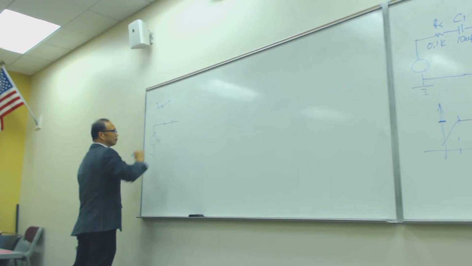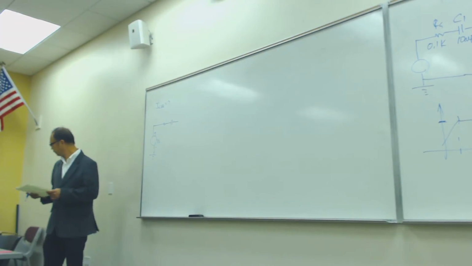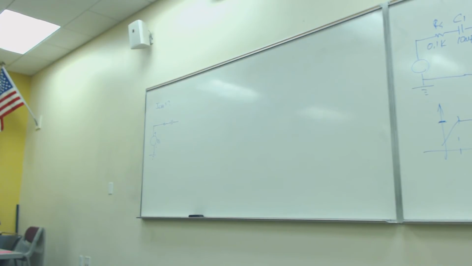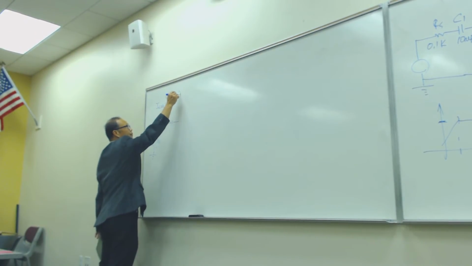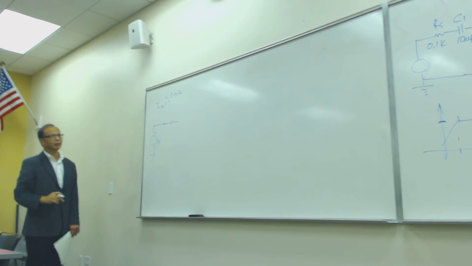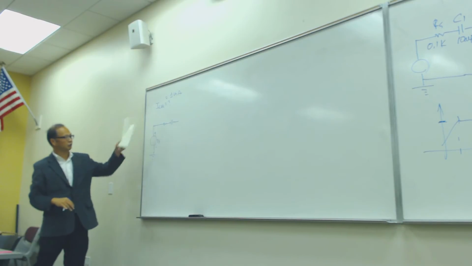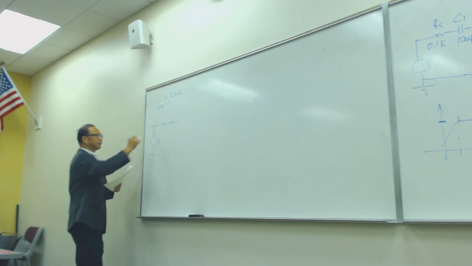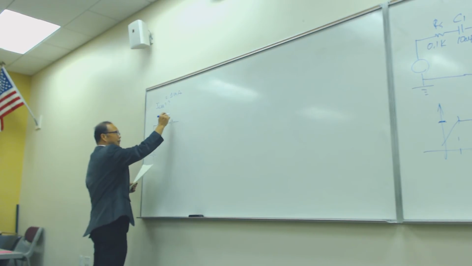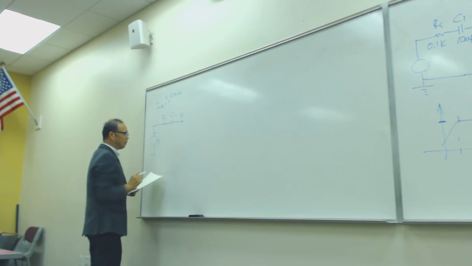Do you have that ICQ? Let me check. Yep, it's 1 milliamp. So you go home and go through this and make sure that the ICQ you found will be 1 milliamp. Okay, so this is R sub S. This is C1, right? Then this is the base terminal.